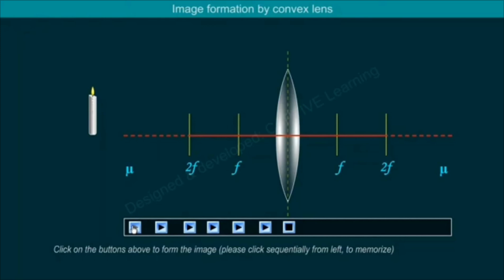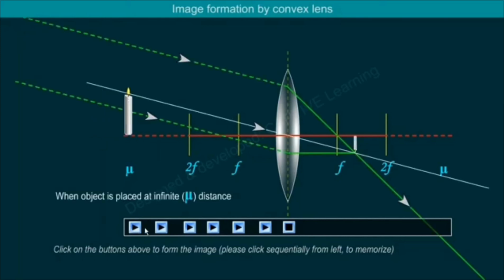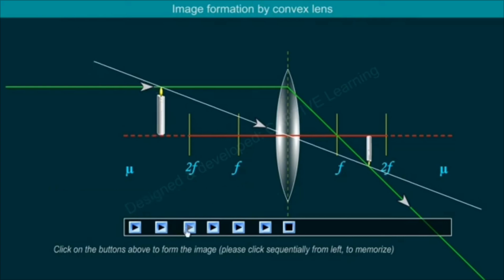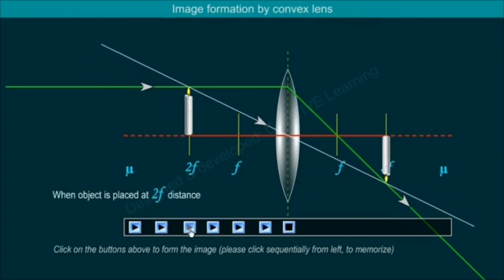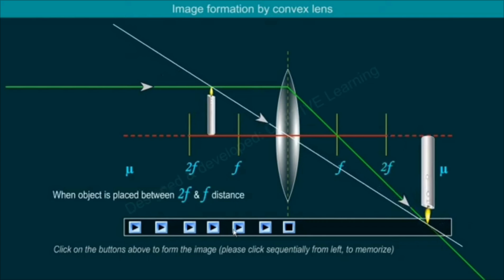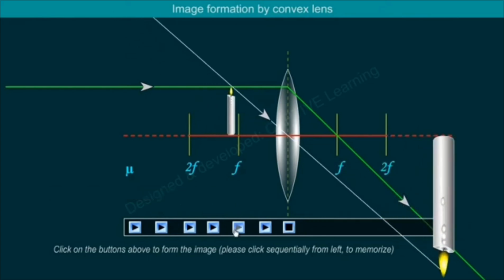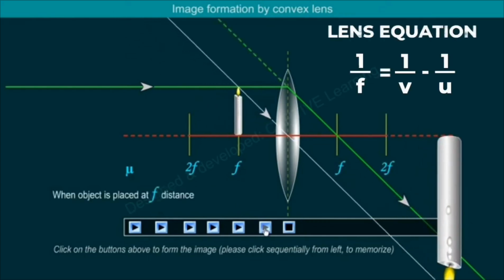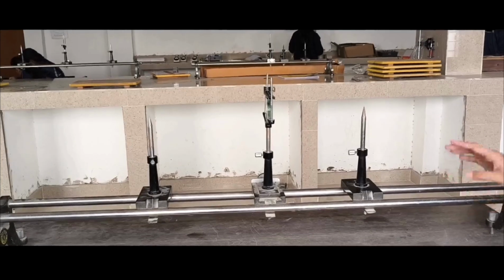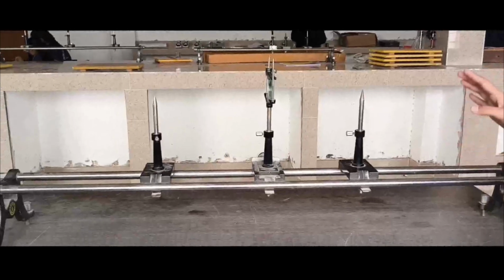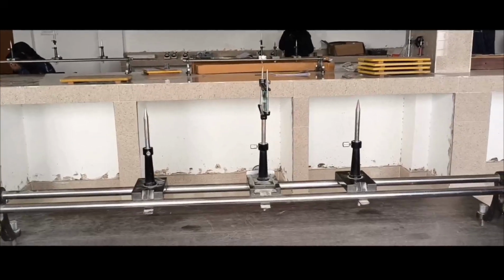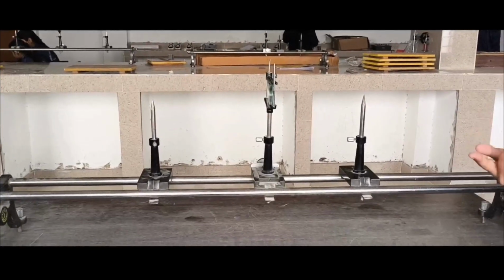Let's begin. Now, what is the theory behind it? A convex lens converges parallel light rays to a single focal point. By accurately measuring the object distance u and the image distance v, we can determine the focal length f using the lens formula 1 by f equals 1 by v minus 1 by u. Now, our goal is to align the optical components to form a clear image and eliminate the parallax between the image needle and the edge needle.